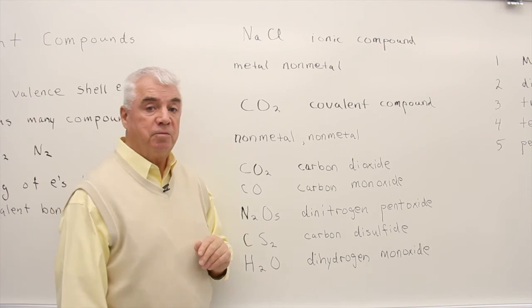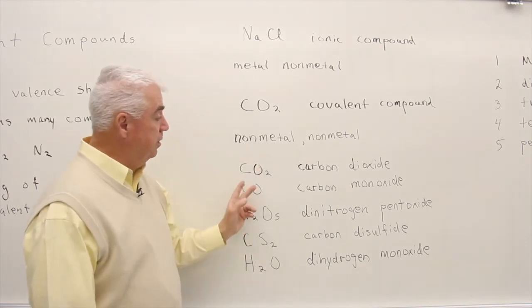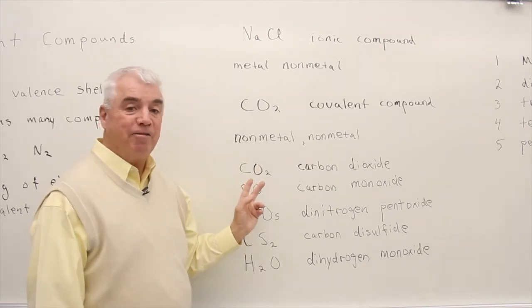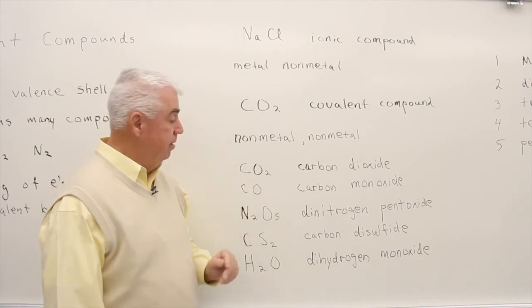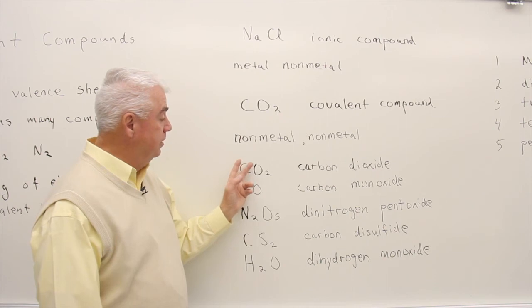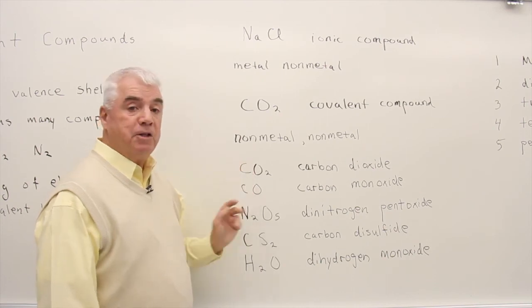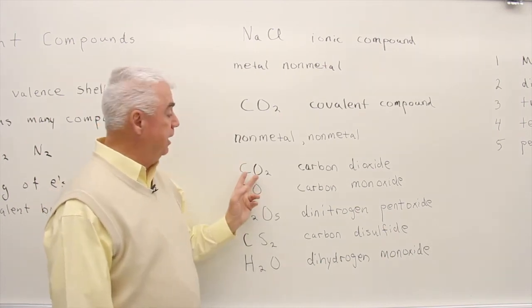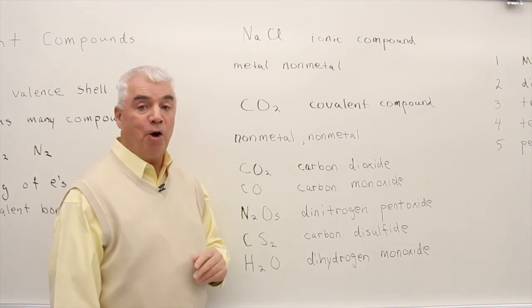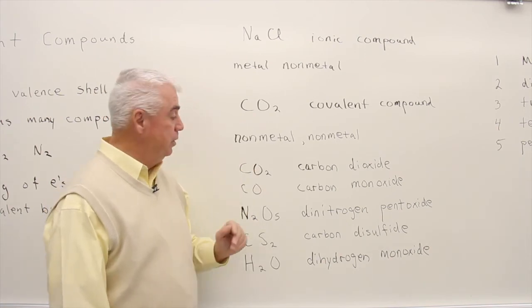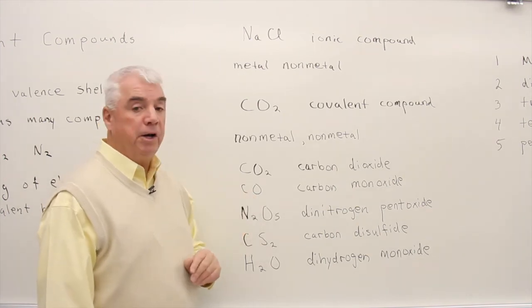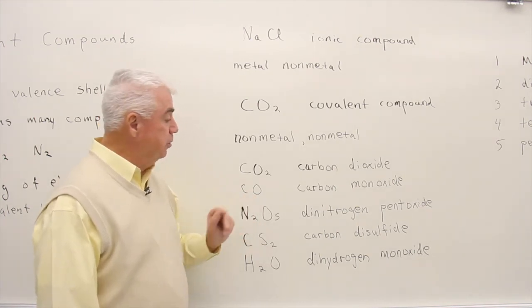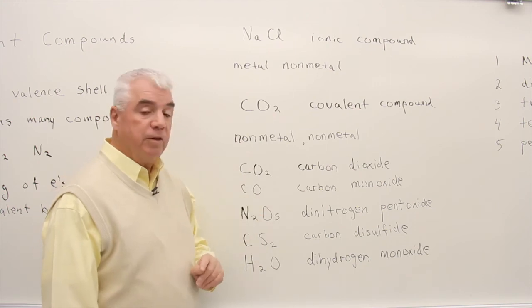CO exists, and now we see why we need to have prefixes to indicate the number of atoms that are involved. If we had named these two like an ionic compound, well, they would have both been carbon oxide, and that wouldn't have been sufficient. This one is called carbon monoxide. 1 of the first element and 1 of the second element.